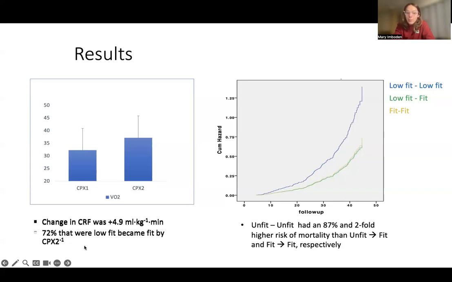72% that were low fit became fit by their second test. Those that were unfit and remained unfit had an 87%, or twofold, higher risk of mortality than the unfit to fit and fit to fit folks. Right? So we just got to get people active.